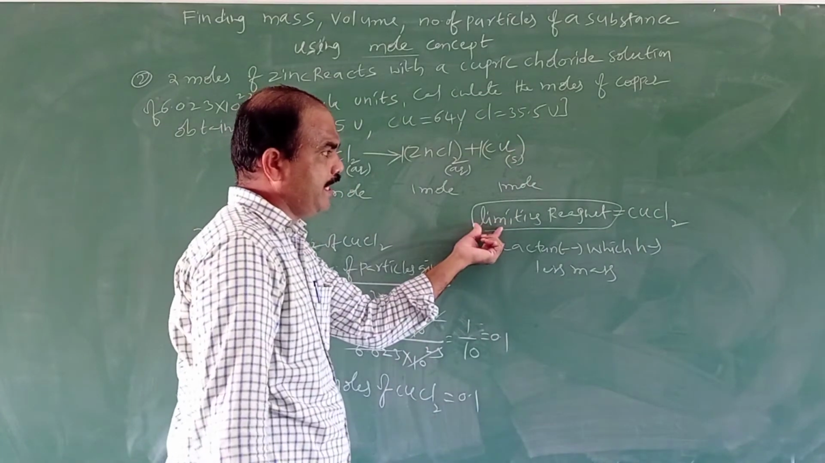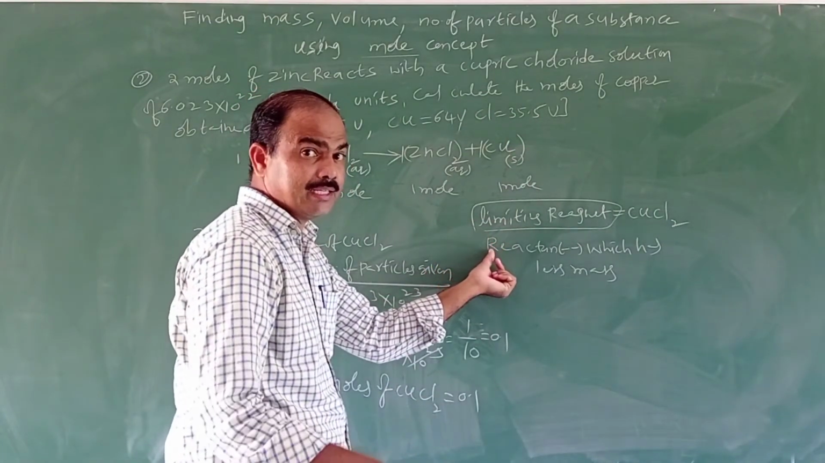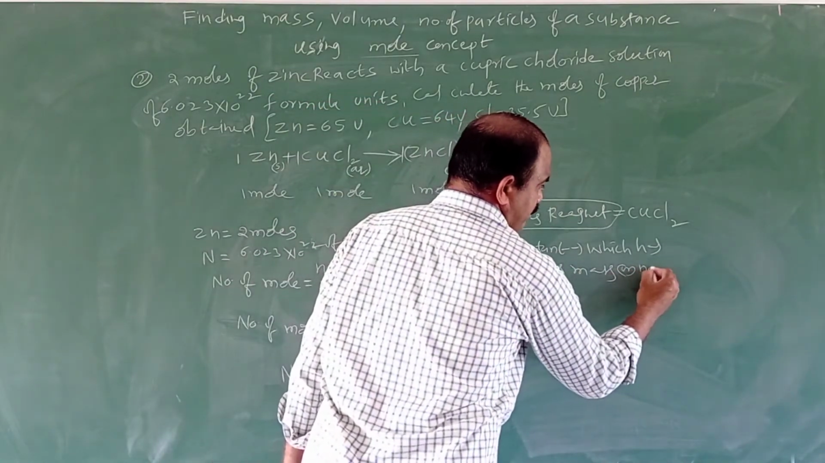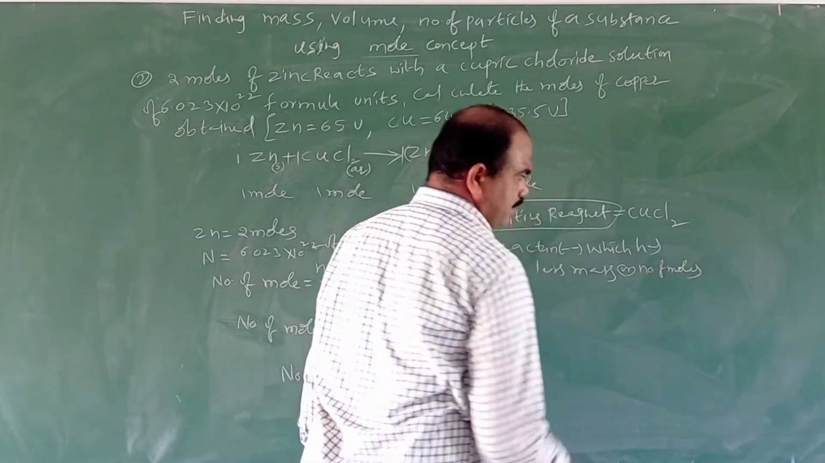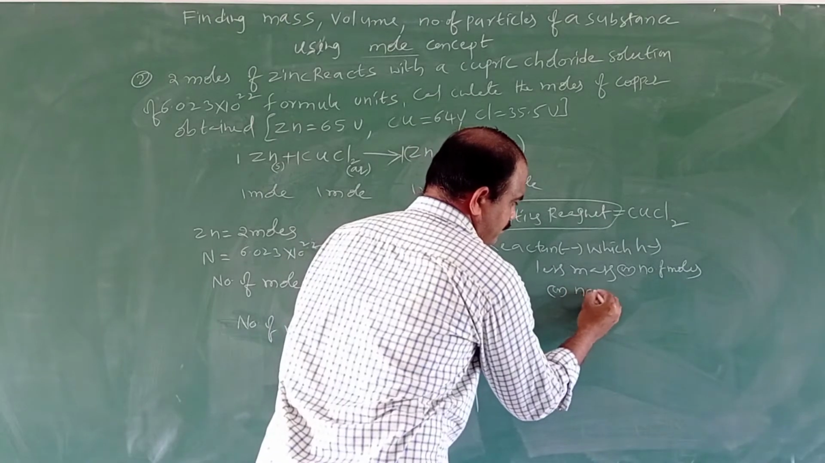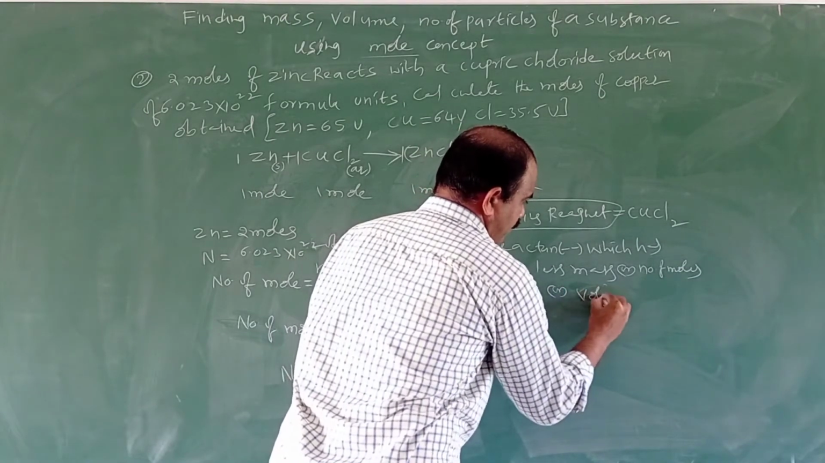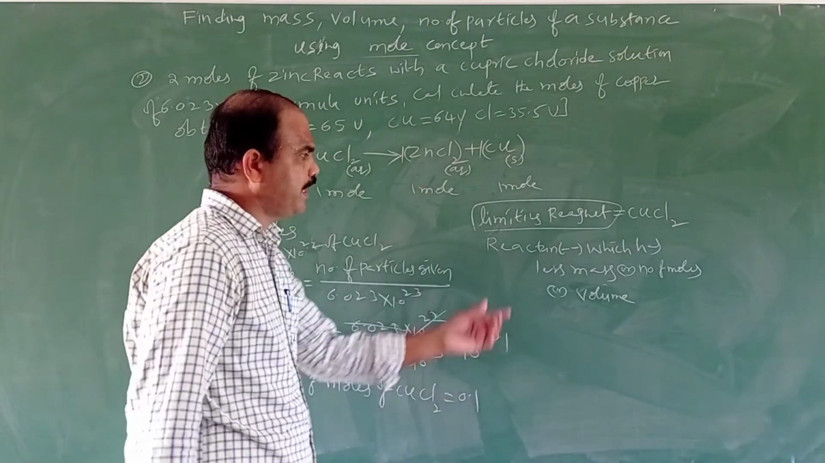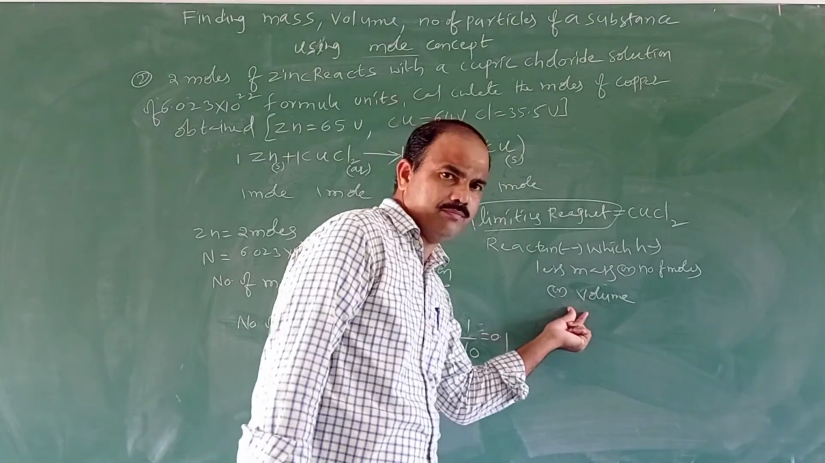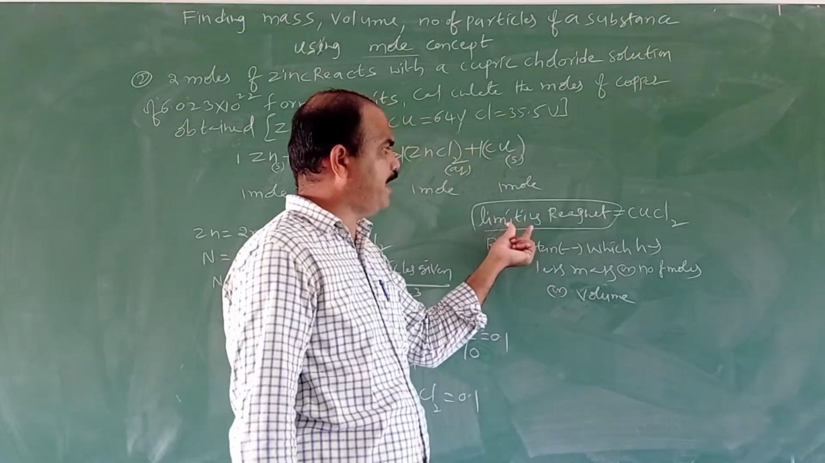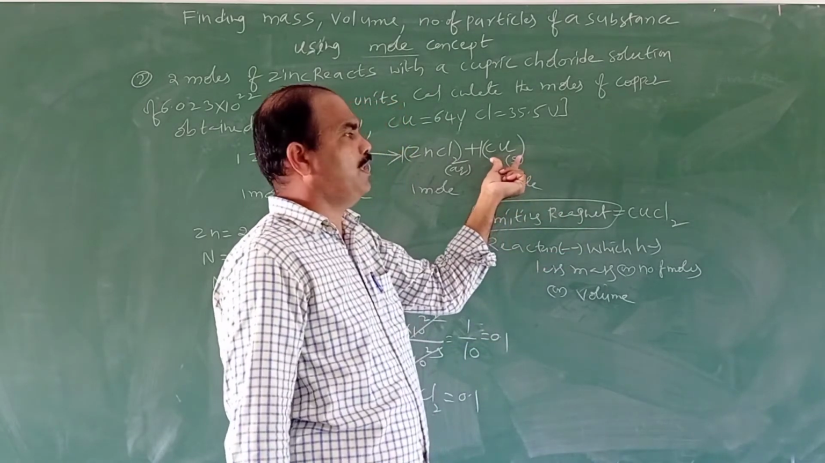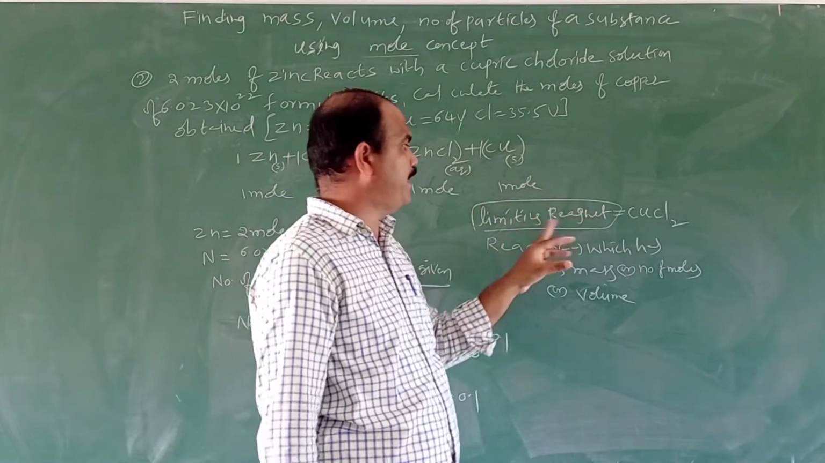So what is the limiting reagent? It is the reactant which has less mass or less number of moles or less volume. That reactant will be called the limiting reagent. So that's why the amount of the copper produced depends upon the limiting reagent.